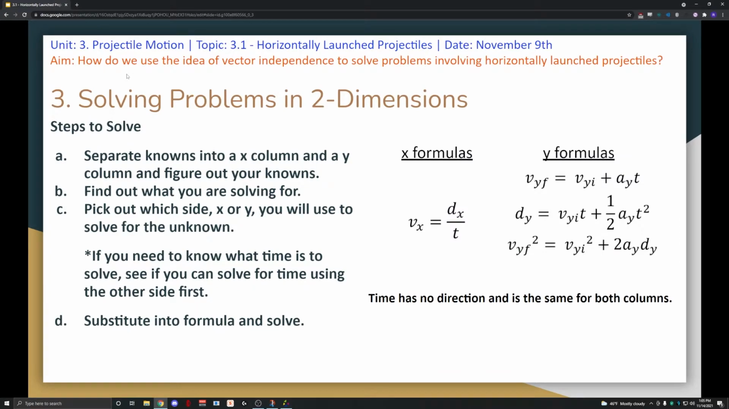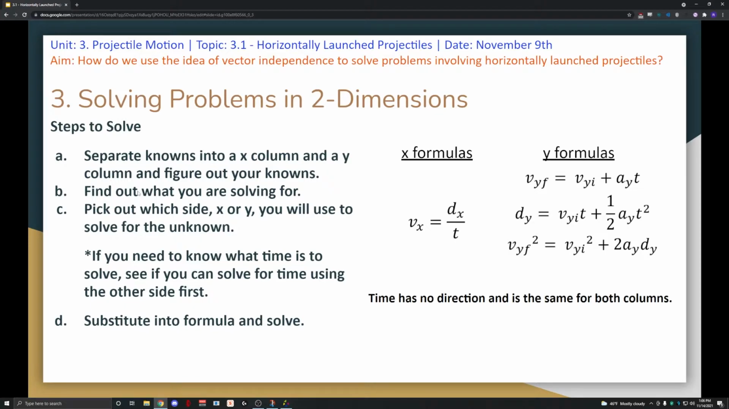So now we get to the problem solving part. We're going to do something similar to Unit 1. We're going to figure out our knowns, except we have to split them into an x column and a y column. So there are knowns for the x side and knowns for the y side.